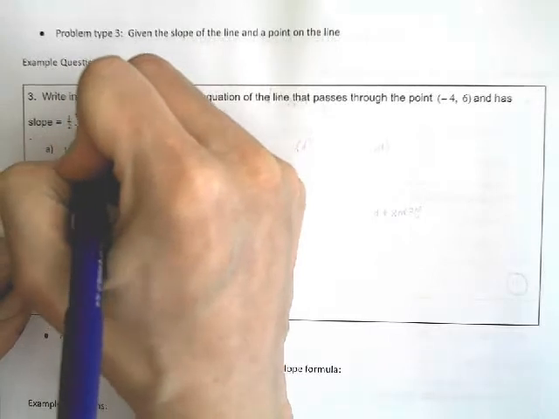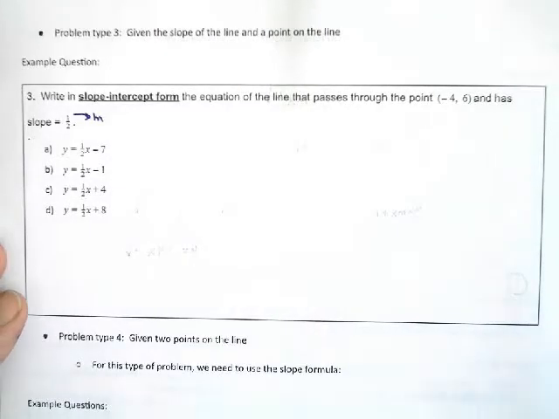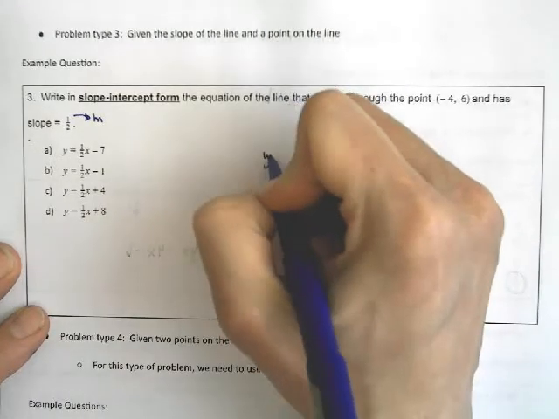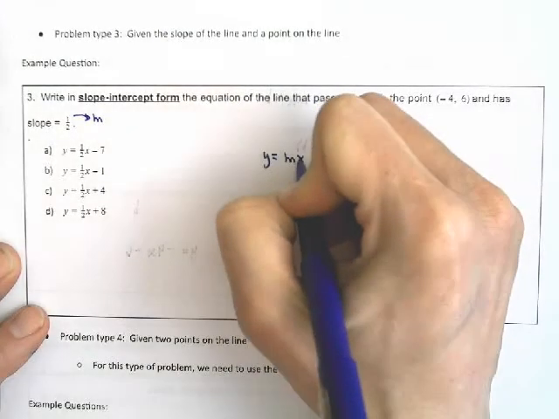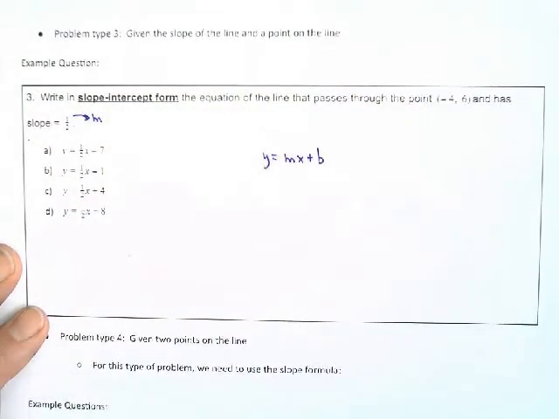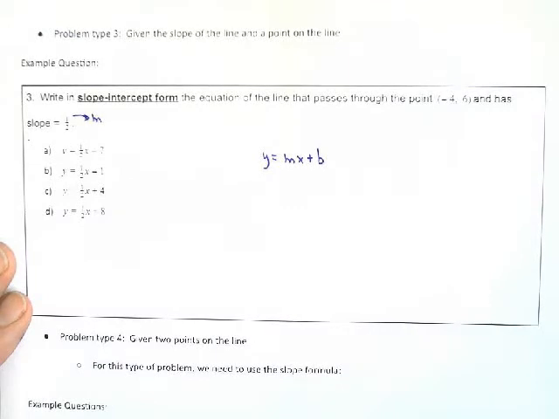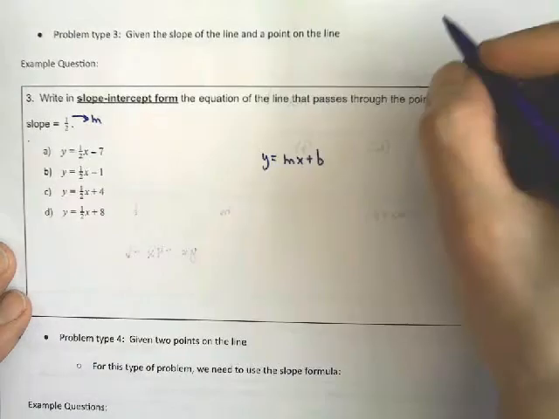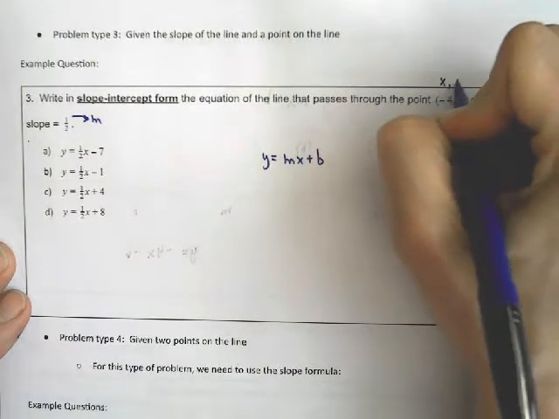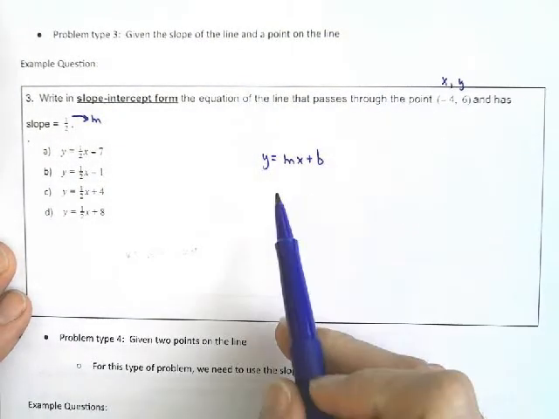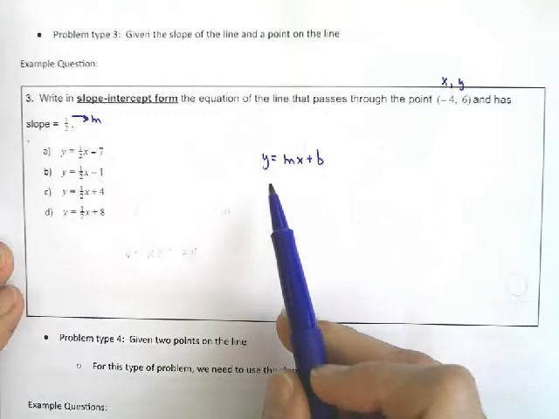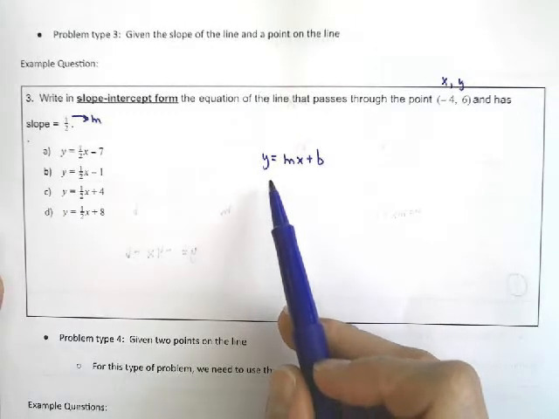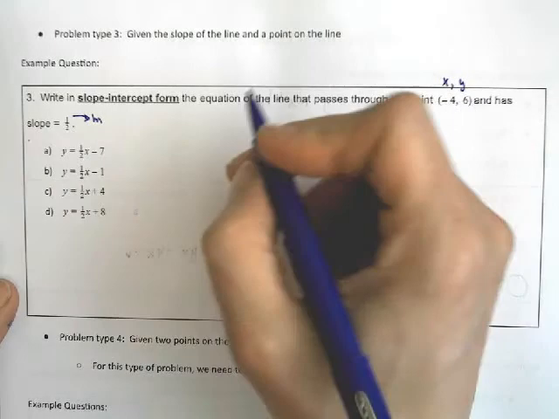So I know my slope is m. So we're writing y = mx + b. So remember, these are the problems where we're going to plug in that slope and the point, and we're going to solve for the value of b. So I'm going to label my point x comma y. And now I'm going to substitute my values into y = mx + b. So in this case, my y is 6.